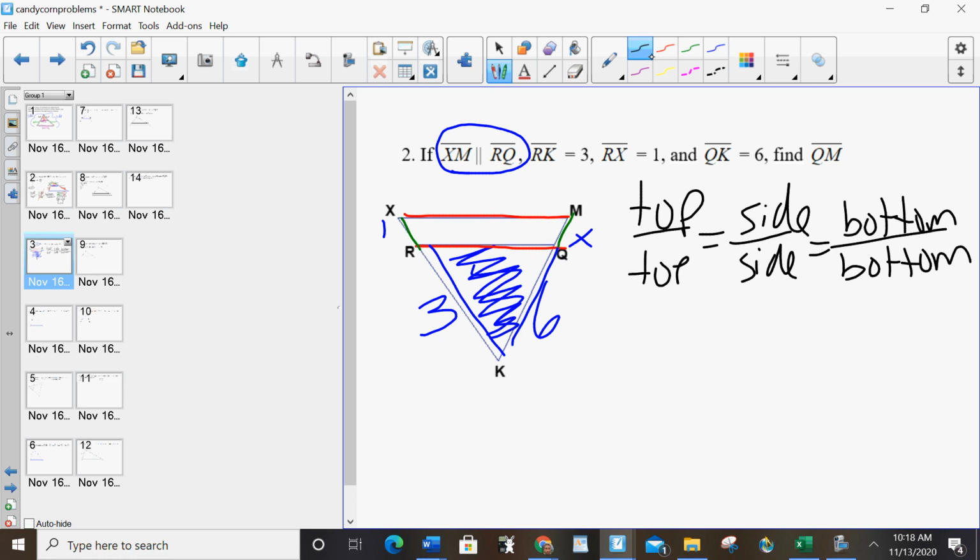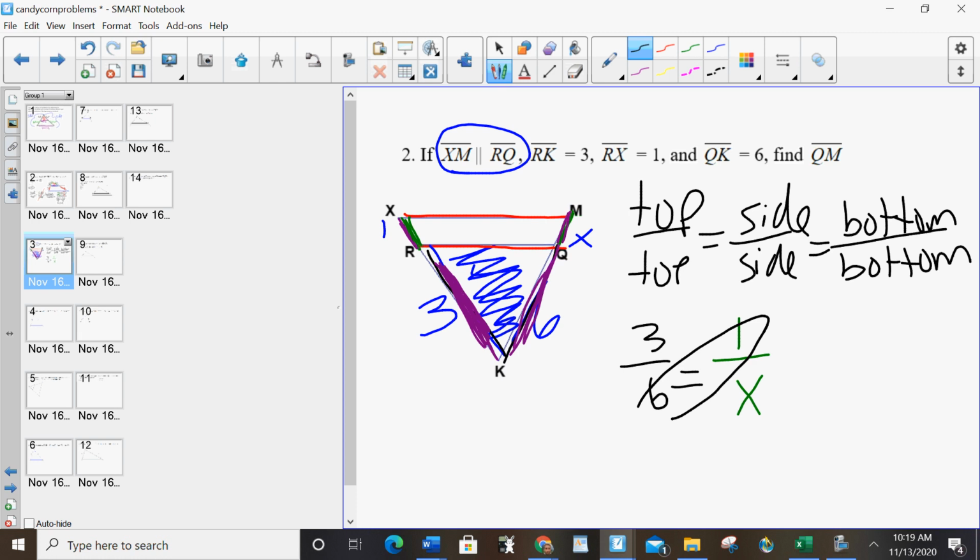Okay, top over top, 3 over 6, bottom over bottom, 1 over x. If you put 6 over 3 and x over 1, that's fine. But if you put the 3 over the 6, you couldn't put the x on top, because if the left-hand side goes on top, then the left-hand side goes on top there as well. You need to stay consistent.